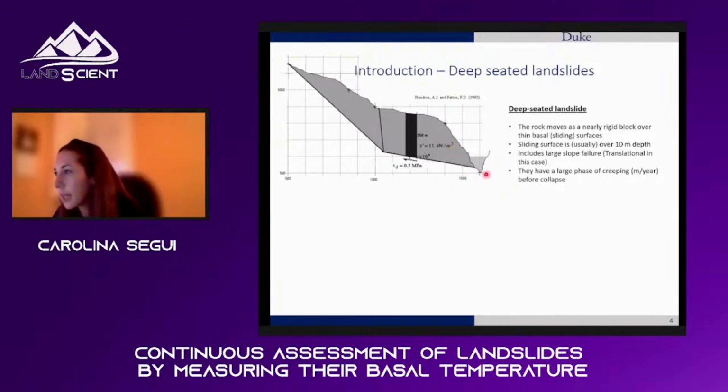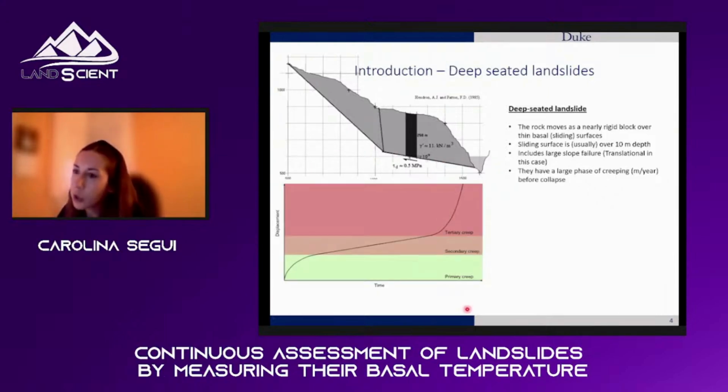So this type of landslide can be rotational or translational, depending on the shape of the sliding mass, on the shear band. And the main feature of these landslides is that they have a large phase of very slow movement, which is called creeping, during years or tens of years until they suddenly collapse catastrophically.